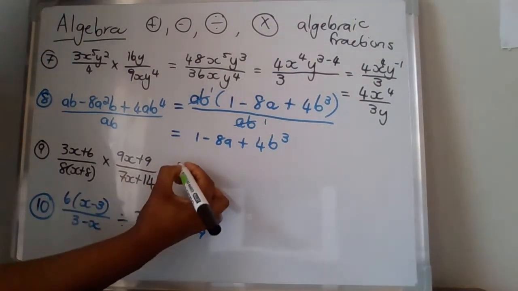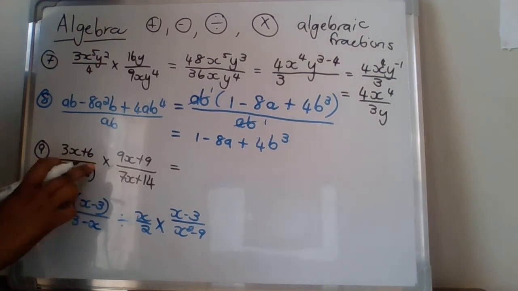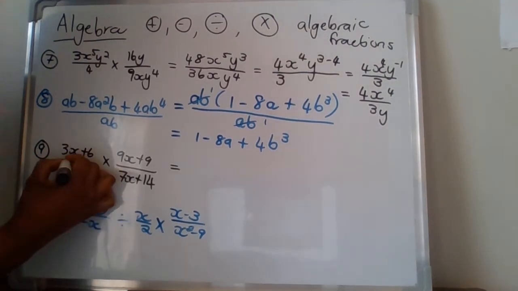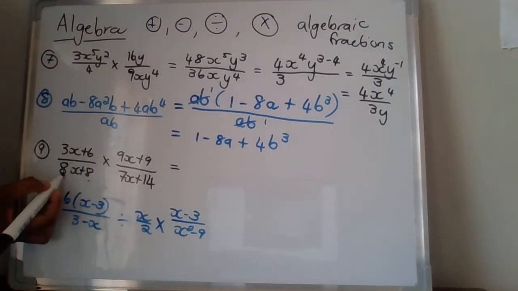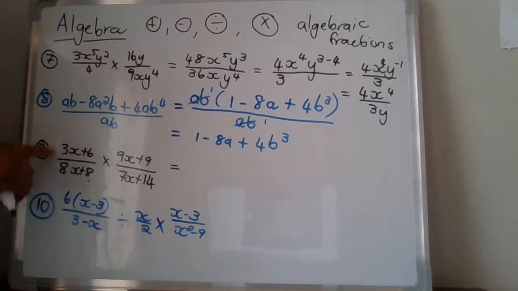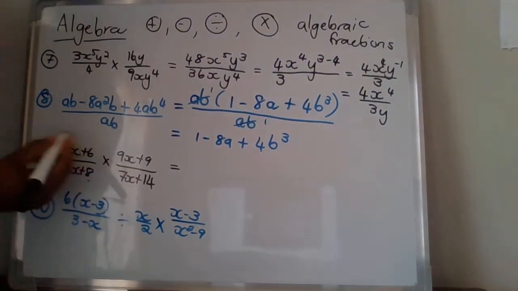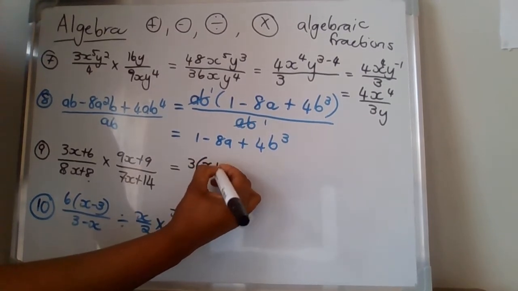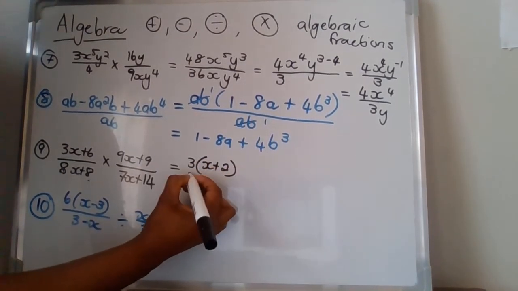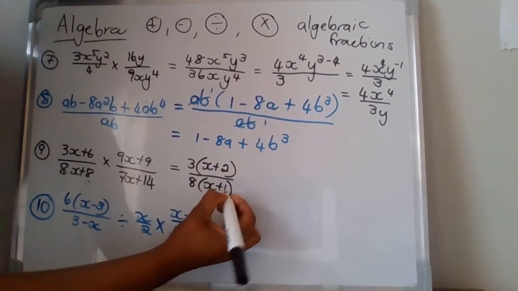Okay, let's look at the next one. This one as well. All right. So it's 8x plus 8. So here as well, I can take out a common factor, because can you see each term here has got a common factor. So if I look at the top part first, I can take out 3 as a common factor. Then I'm left with 3 times x plus 2. And the denominator, I take out a common factor 8, then I'm left with x plus 1.